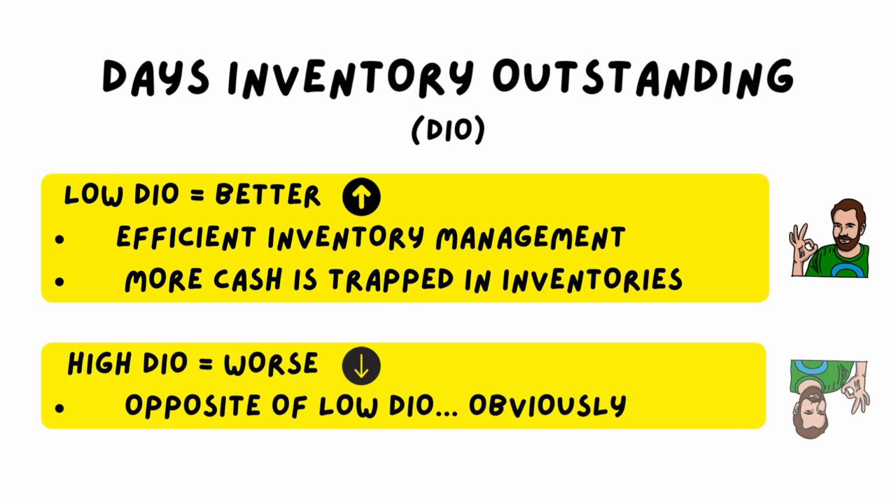A low DIO is better. The reason for that is that you're able to manage your inventory much more efficiently, and you have less cash trapped in inventories. And a high DIO obviously is the opposite. So it's worse, cash is trapped in your inventories, and you defer sales into the future, which is not good.